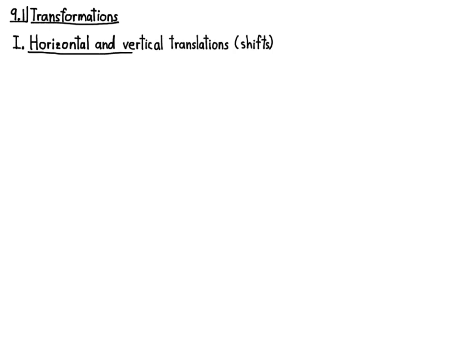Section 9.1 is transformations. So first we're going to look at horizontal and vertical translations. These are often called shifts. So you're just moving a graph up, down, left, right.